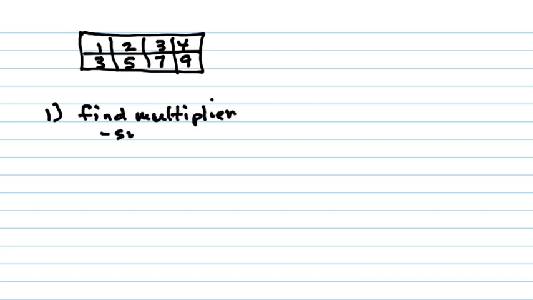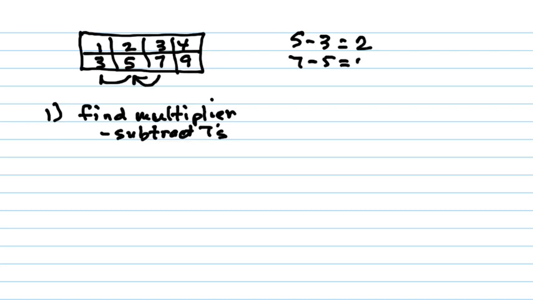And remember, all I need to do is simply subtract the t's, right? So if you look at 3 and 5, 5 minus 3 gives me what? 2. 7 minus 5 is the next one, gives me what? 9 minus 7 gives me? So we know that our multiplier then is 2. Does it always have to be 2? No, it just happened to be the example that I chose because I always keep it simple. So that gives us our multiplier.